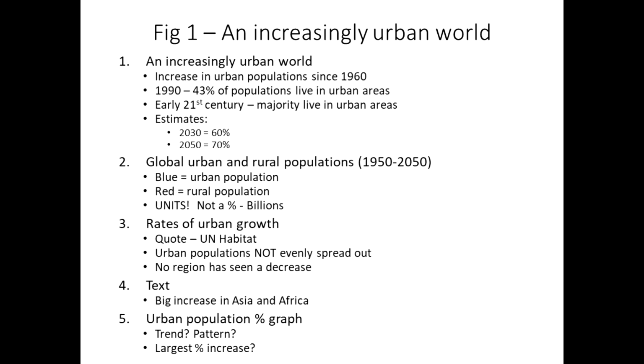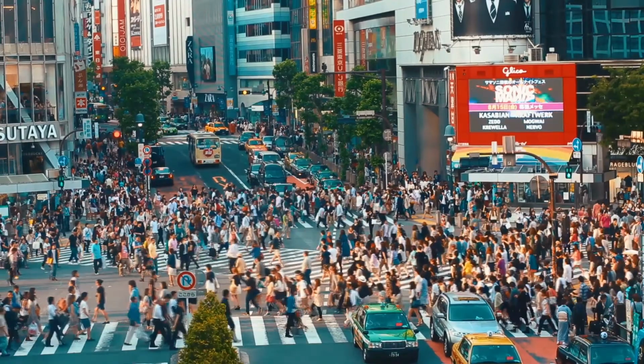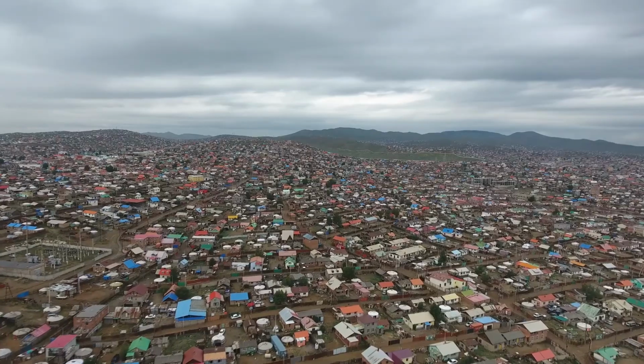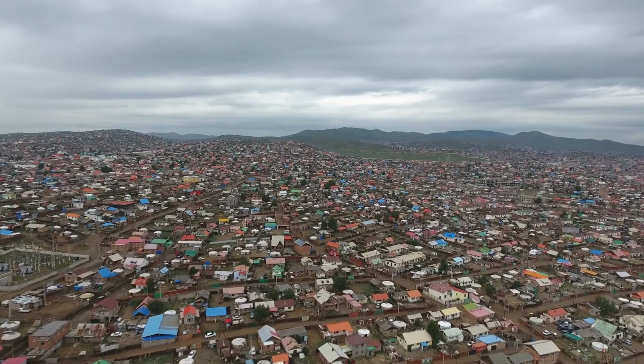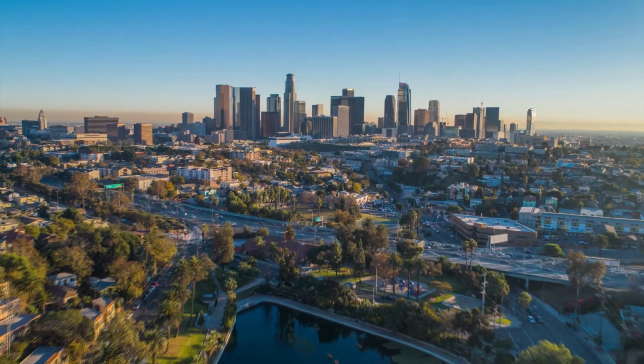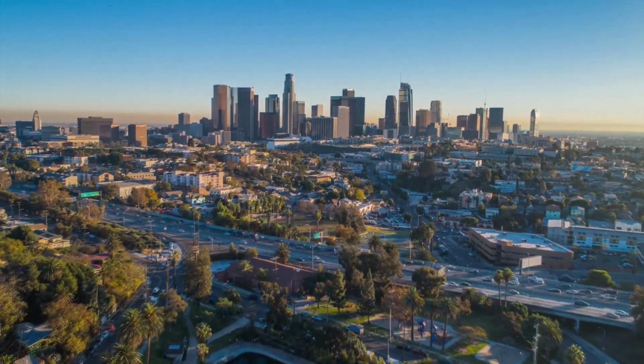Okay, so the first section we see that they're giving you information about the world is becoming more and more urban, there's an increase in urban population since 1960. In 1990, 43% of the population has lived in urban areas, and they think that's going to be increasing. So the estimate is that it could be 60% by 2030 or 70% by 2050.